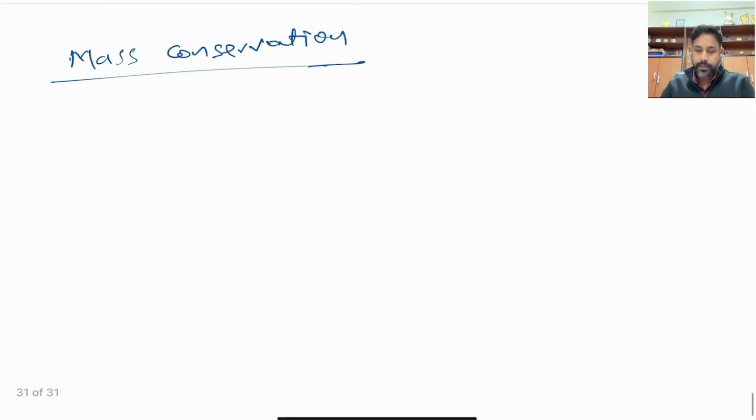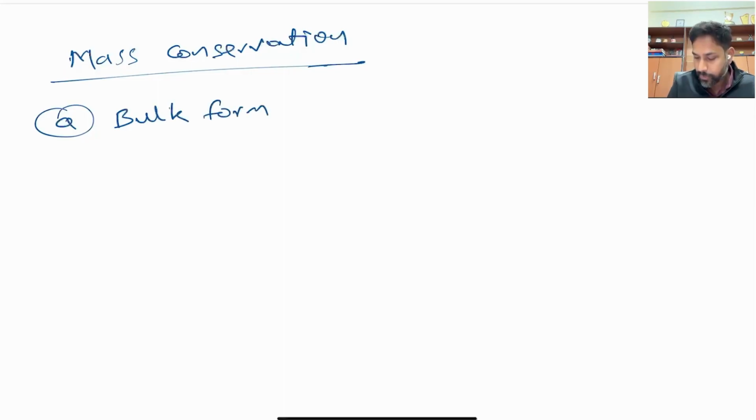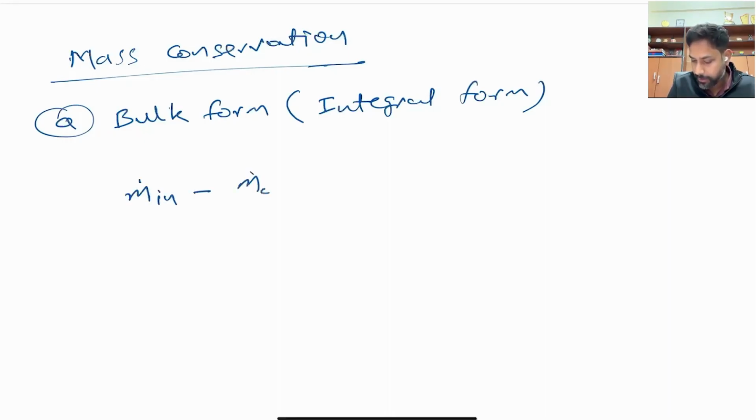So mass conservation and also other forms of conservation equations can be written in two different forms. First is called bulk form, which is also generally called integral form, which is written as m dot in minus m dot out is simply equal to dm by dt for a system.